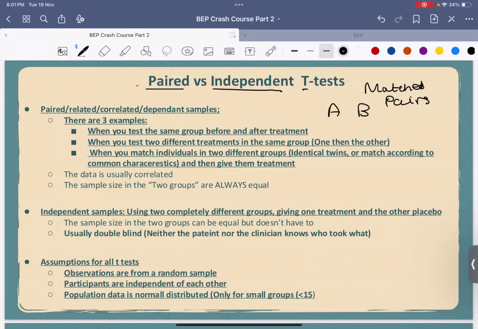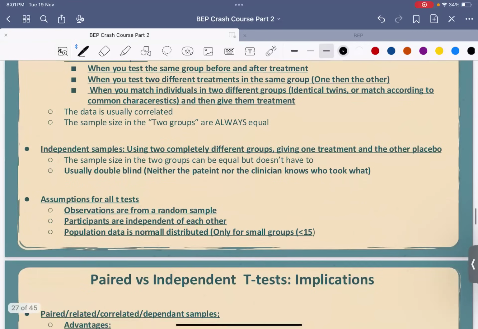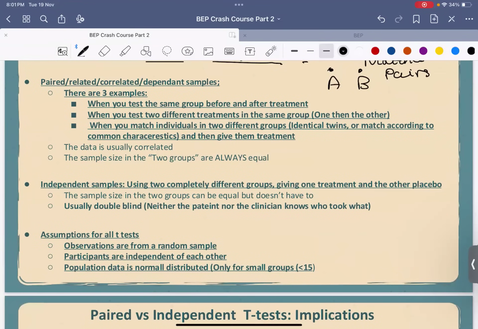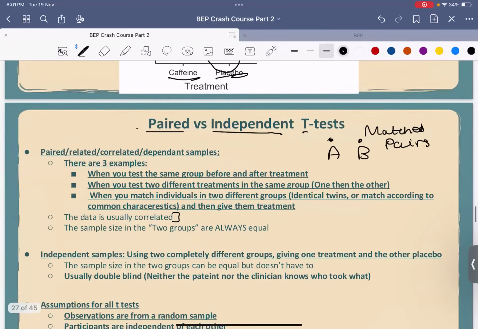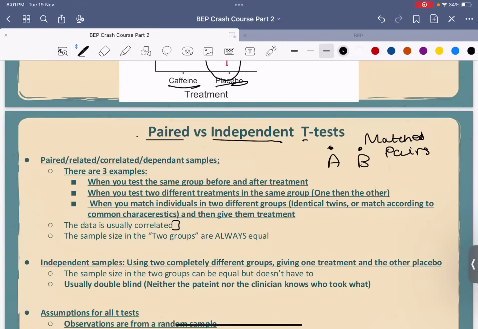And then we give those two the same treatment and see, or we can give this group treatment A and this group treatment B, and then we compare. So this is paired. So the data is usually correlated. There's usually a correlation between the two pieces of data. So if we tested the drug and then another drug, there's usually a correlation. We don't need to understand what that means in detail, but just know it because they might ask an MCQ about this. But from the name, it's a correlated sample.